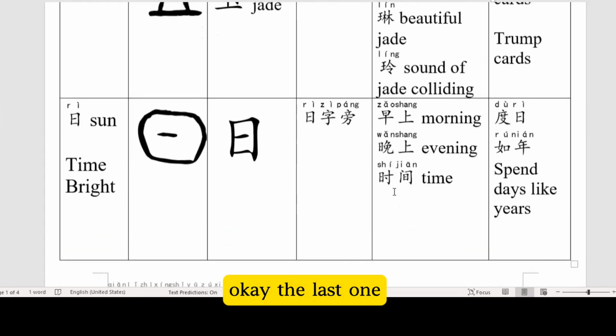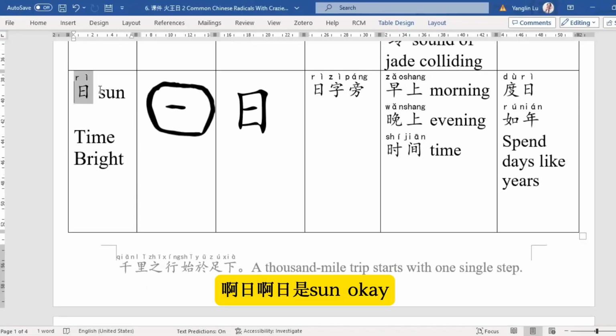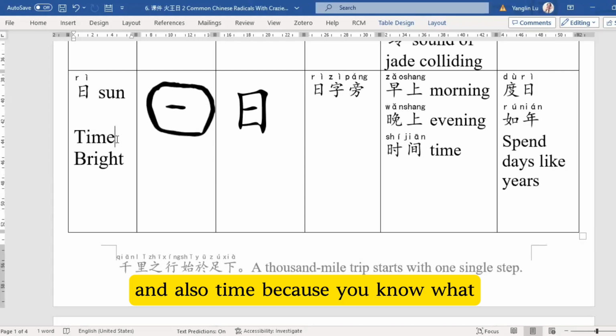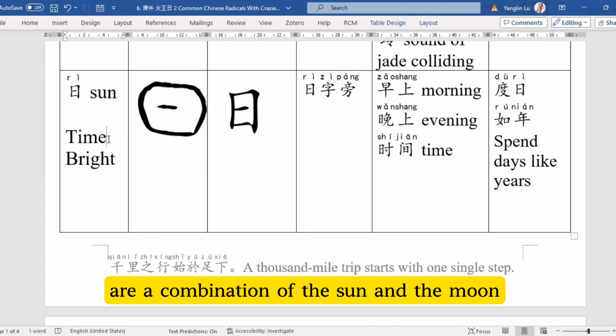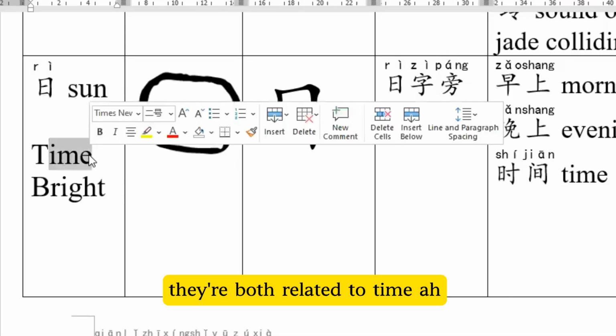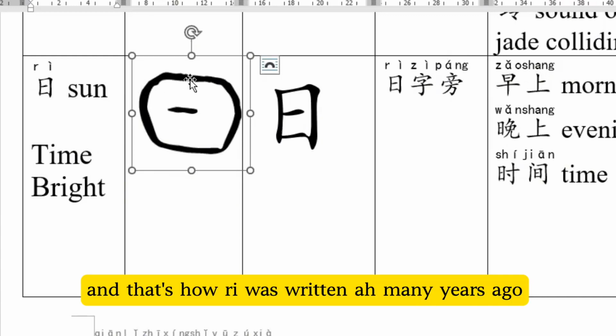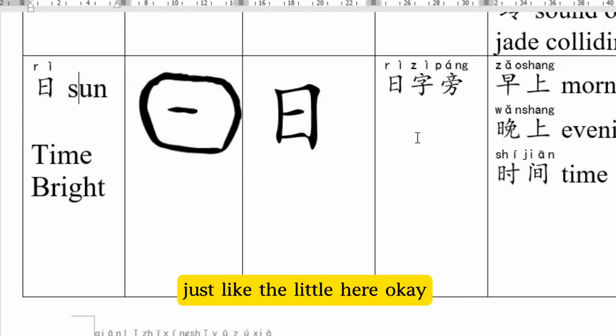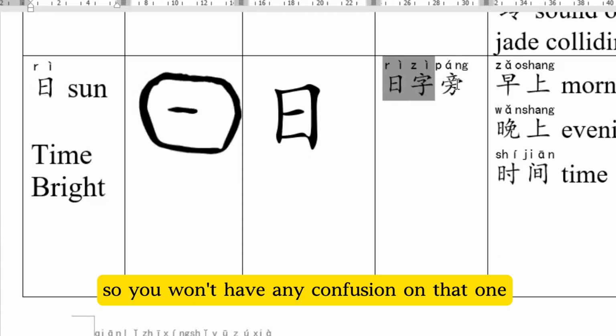The last one. 日. 日 is sun. Similar to moon, it's related to light, to bright, and also time. Because actually, the Chinese lunar calendar is a combination of the sun and the moon. So of course, they're both related to time. And that's how 日 was written many years ago. And this is how 日 looks like today, just like the 日 here. So you won't have any confusion on that one.